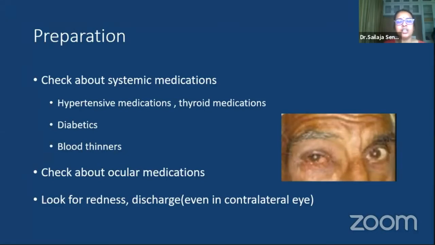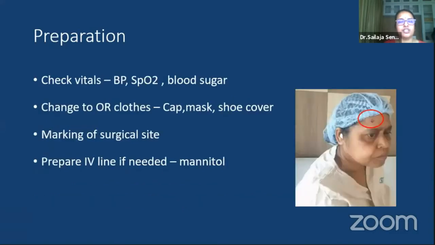If there is redness or discharge, even in the contralateral eye, consider postponing the surgery. If all the vitals are stable, then the patient is made to change into a clean set of OR clothes. Here, a mask has now become mandatory. Cap and shoe cover are given to the patient. After verifying the eye, marking of the site can be done with a marker on the forehead or with micropore tape, whichever way.